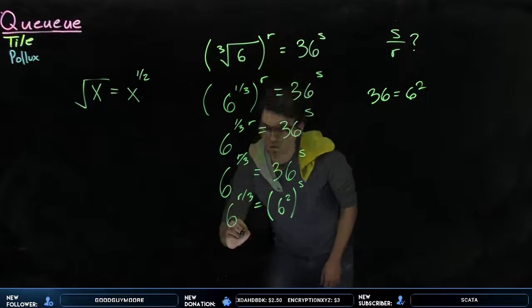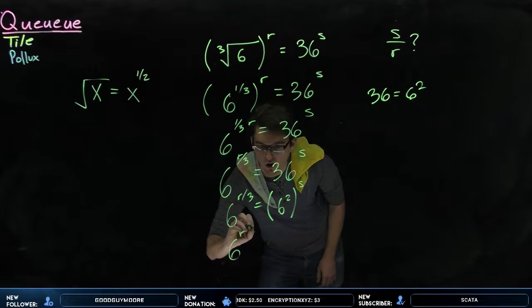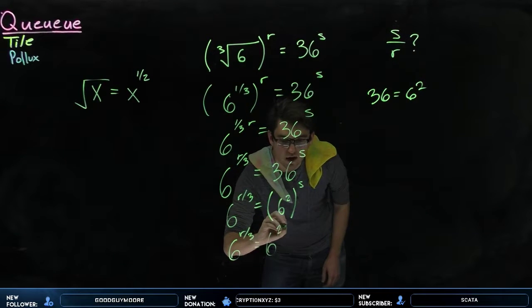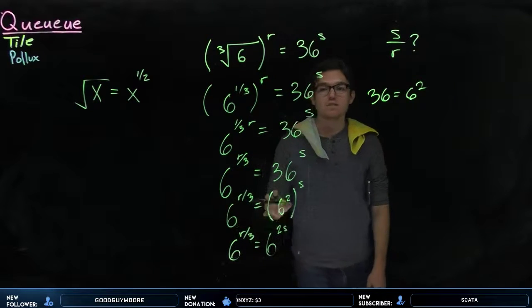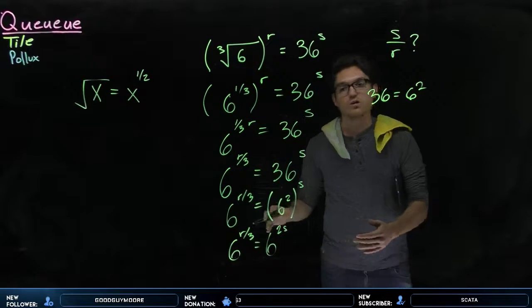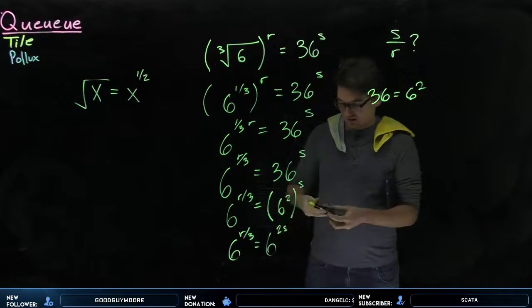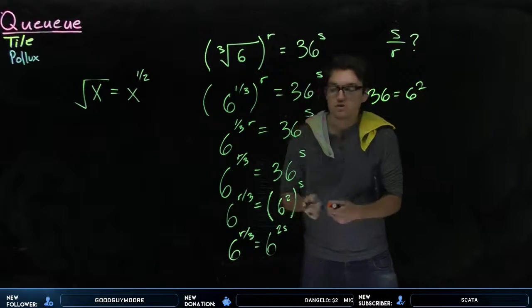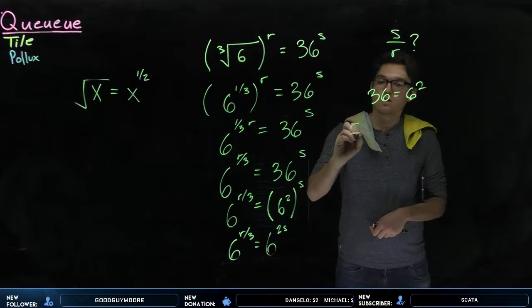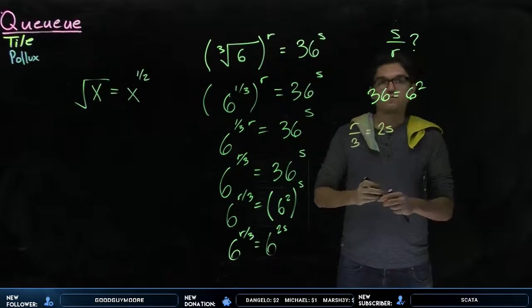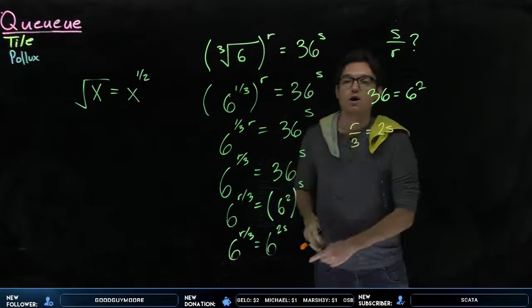So we're slowly running out of room, but 6 to the r over 3 is equal to 6 to the 2s. Now we've got the same base. We can set up an equation where our exponents are equal to each other. And I'm going to do that with a different color to make things kind of fun. So r over 3 is equal to 2s. And what they want us to find is the value of s over r.